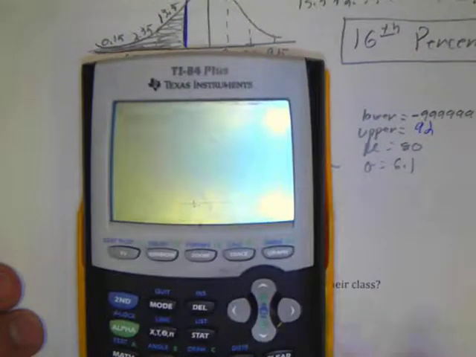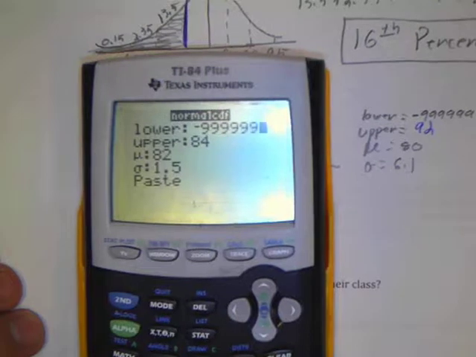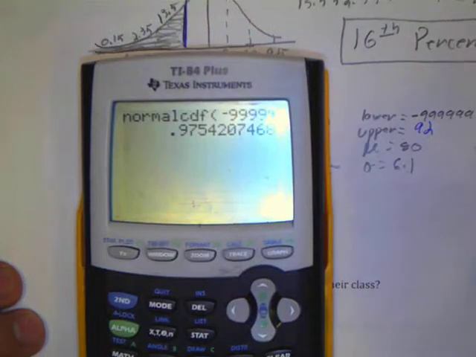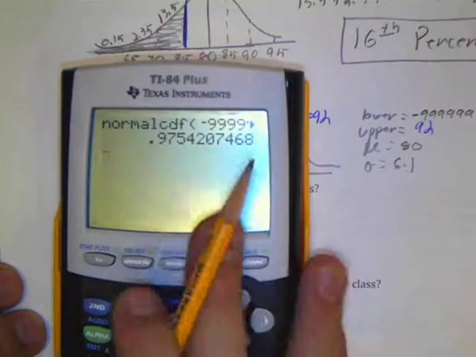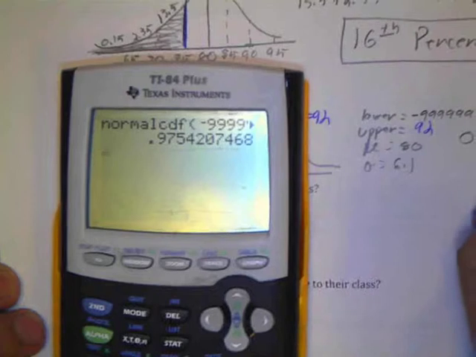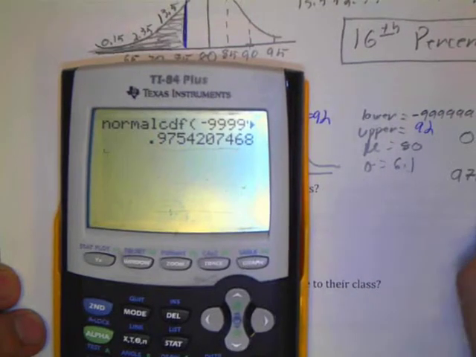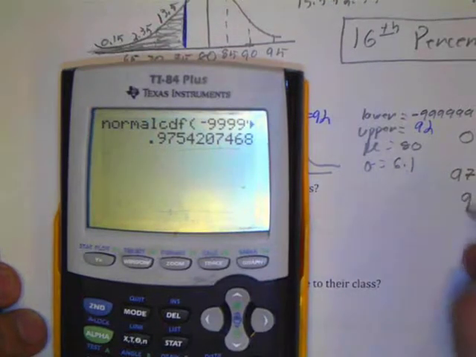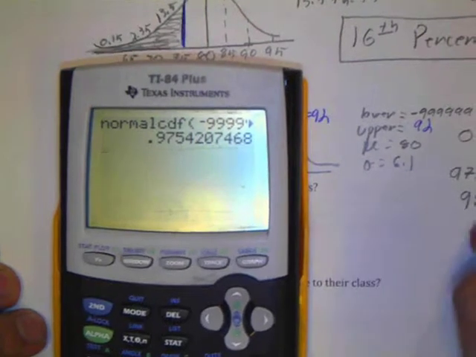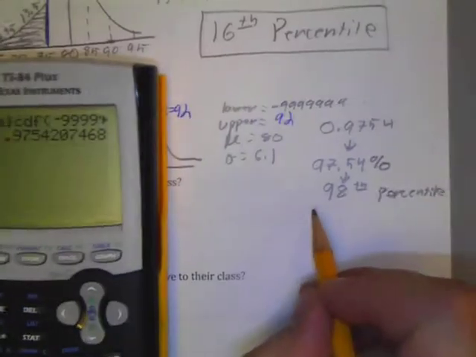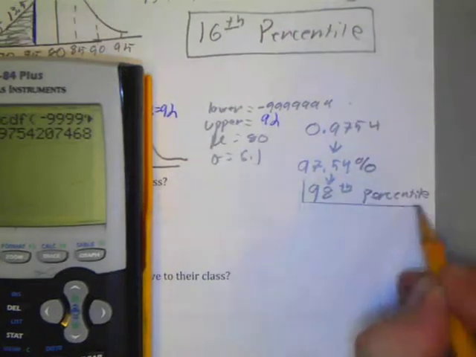So go back to our calculator. CDF, negative 99999, 92, 80, and 6.1. Now, this is the probability. So I get a probability of 0.9754. But I want that as a percent, because I'm going to a percentile, so 97.54%. But we like percentiles in nice whole numbers, so we're going to round it and say the 98th percentile. And you couldn't see any of that. But now you can. There we go.